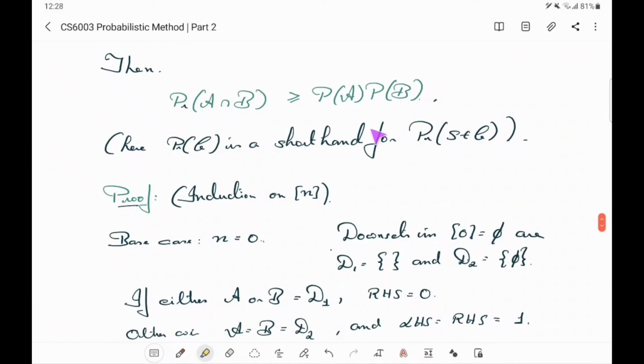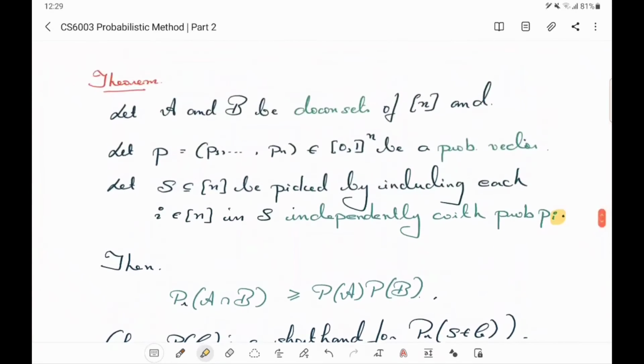Why do I say that the probability of D1 is 0? Because it's an axiom of probability that the empty set should have probability 0. And why do I say that the probability of D2 is 1? That's also an axiom of probability. The universal set should have probability 1.